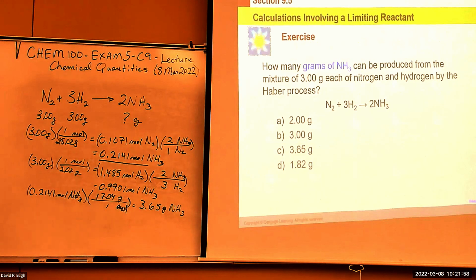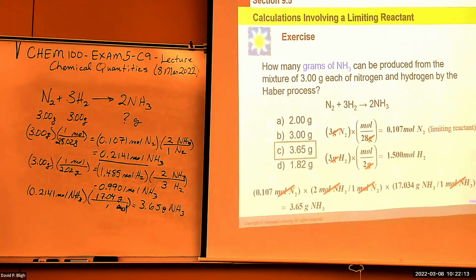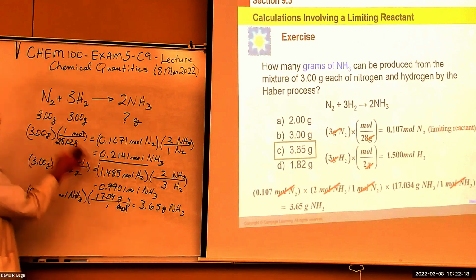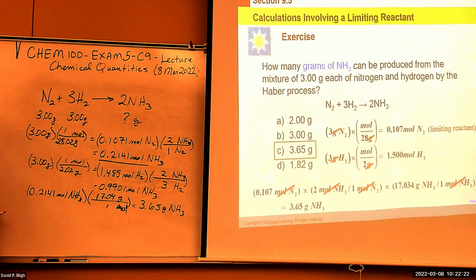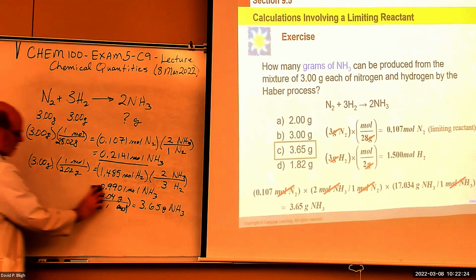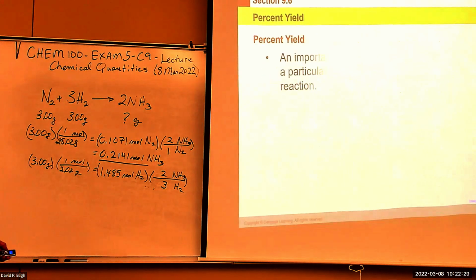Okay. So there are the conversions. Yeah, a lot of rounding in there. We ended up in the same place. 3.65 grams of ammonia. Because this one's limiting, this one's excess. Before I erase that, let's see what's on the next page.